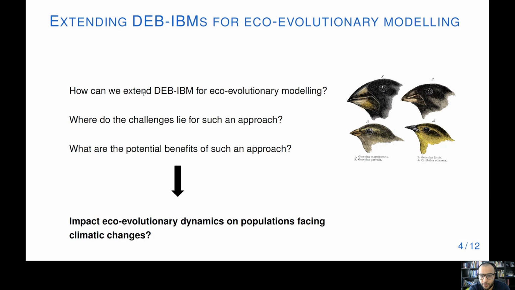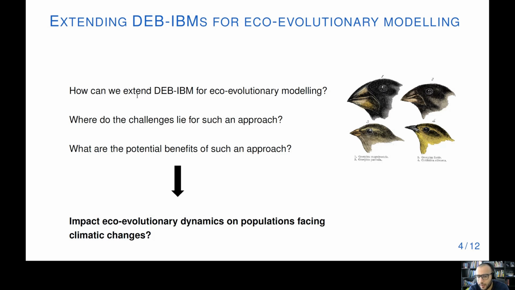My recent work mostly focuses on the integration of evolutionary models in such physiologically based population models. Key questions that I will try to elaborate on in this presentation to explain my work a bit further are: how could we extend DEB-IBM for eco-evolutionary modeling purposes? Where do the challenges lie for such an approach? And what are the potential benefits?